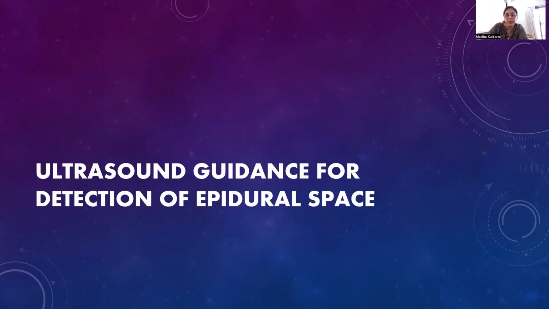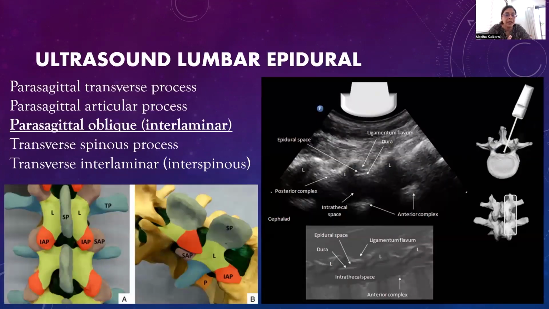For detection of the epidural space, ultrasound guidance has been promoted a lot. There are particular views which can be obtained for doing an ultrasound of the lumbar epidural. These are the parasagittal transverse process view, the parasagittal articular process view, and most important for us, the parasagittal oblique view or the interlaminar view. Similarly, in the short axis, the transverse spinous process and transverse interlaminar views are also important for us.